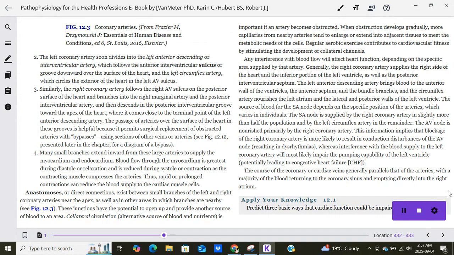Fig 12.3 Coronary arteries. From Fraser M., Trzymowski J., Essentials of Human Disease and Conditions, ed. 6, St. Louis, 2016, Elsevier.